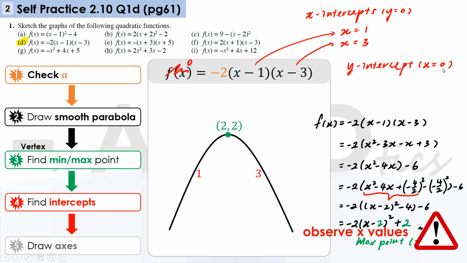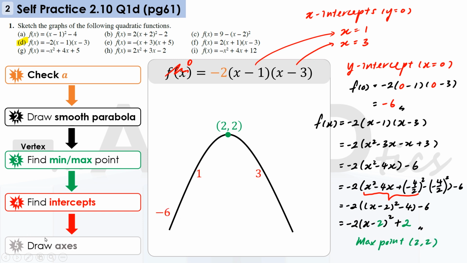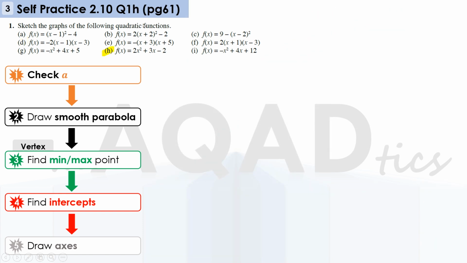Then for the y-intercept, just sub x equals to 0 into here, so we'll get negative 6. So again, x equals to 0 from this graph belongs to the left side. So for negative 6, I will put it somewhere in this part. So the last step, draw the axis, then this would be my graph. And for the general form, I would take a question h.